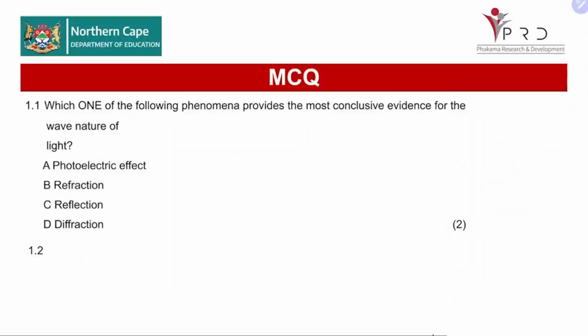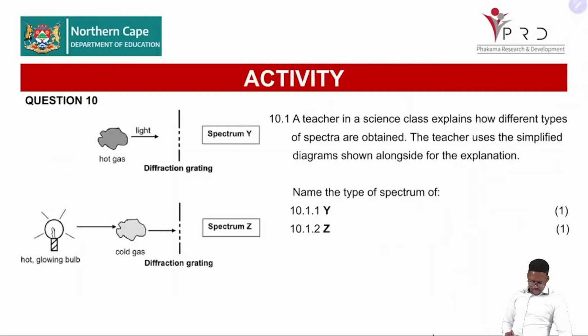Then, I want us to look at this question. Which one of the following phenomena provides the most conclusive evidence about the wave nature of light? And the phenomenon that we're talking about is the photoelectric effect. So, in question 10, when you see the word phenomena, you must know your answer is photoelectric effect. Then, I want us to look at this activity.